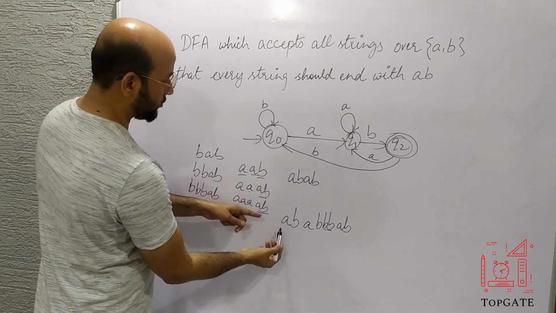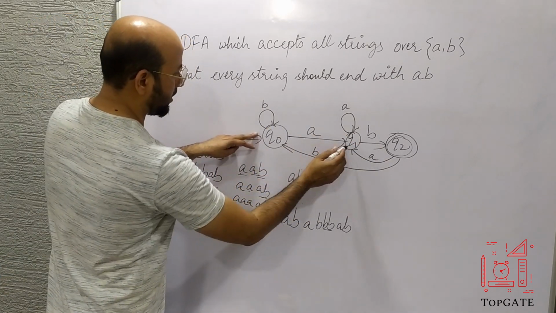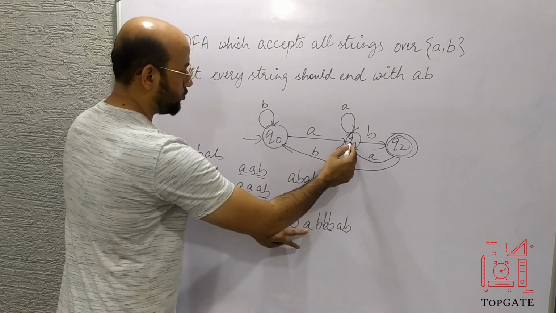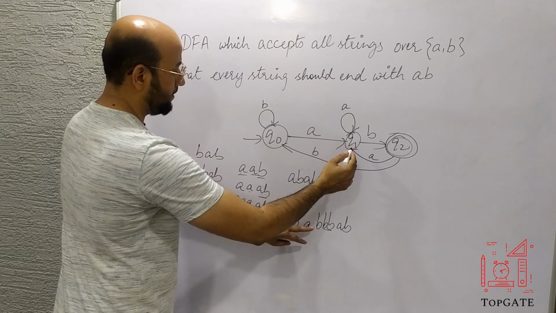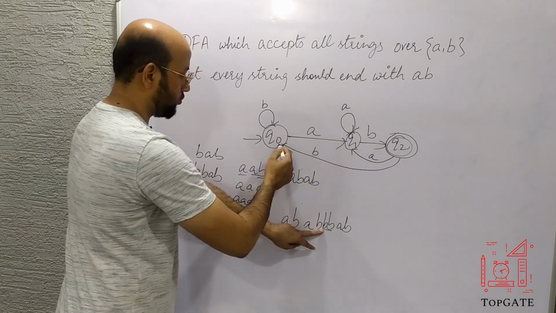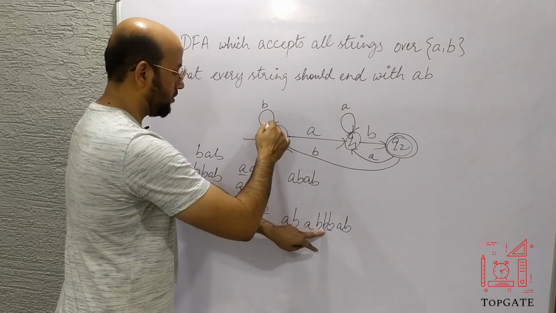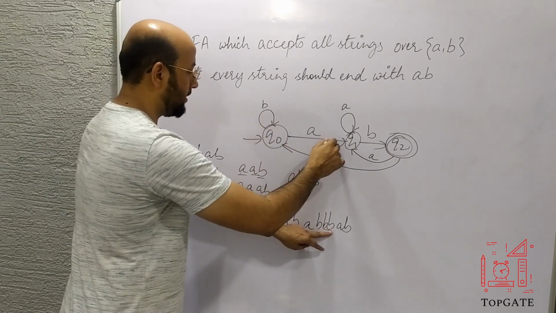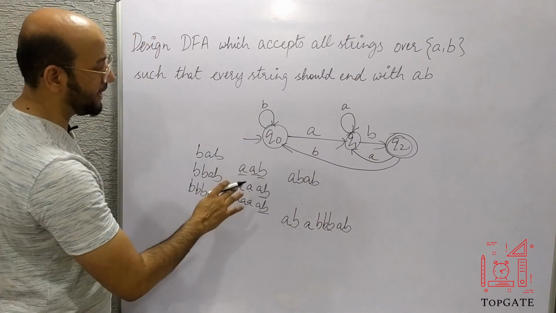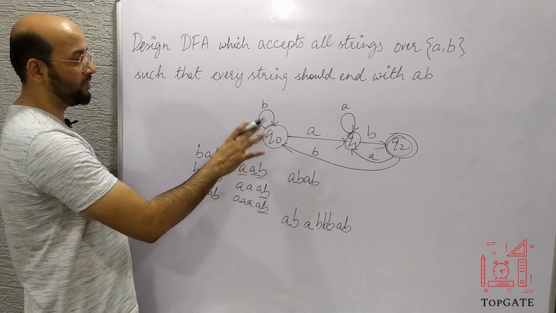If you check this one, first A come to Q1, B come to Q2, A come to Q1, B come to Q2, then again B, come to Q0, then again B, come to Q0, then again B, come to Q0, then again A, come to Q1, again B, come to Q2. So this will be accepted. All these strings will be accepted by this DFA.